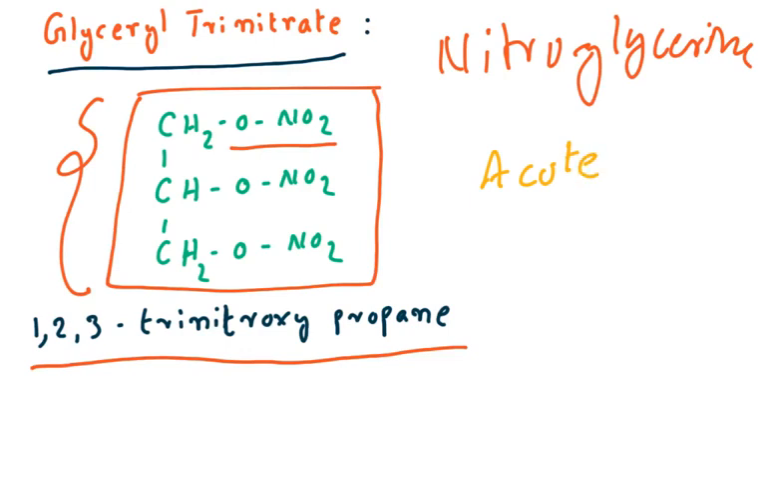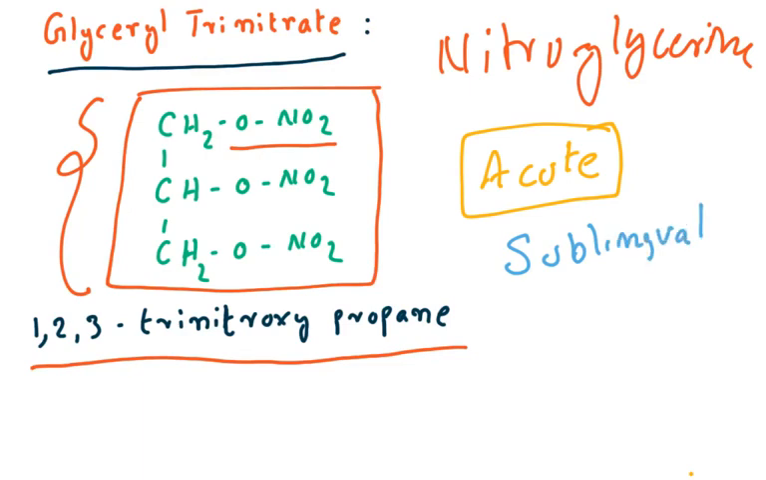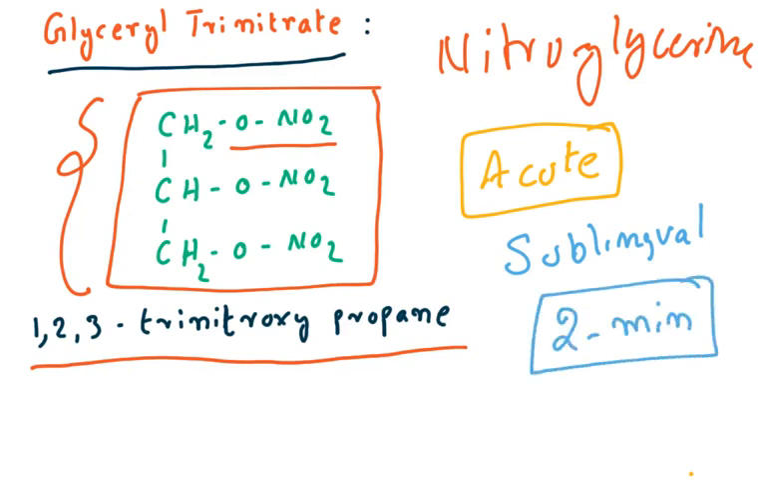Glyceryl trinitrate is an excellent drug to treat acute angina attacks. If someone gets severe sudden chest pain, immediately glyceryl trinitrate is placed sublingually. Sublingual means under the tongue. When it is placed under the tongue, the action is seen within 2 minutes. That means the onset of action is 2 minutes. Within 2 minutes, the blood vessel dilation occurs, oxygen demand reduces, and the condition is relieved. Its duration of action is around 25 minutes. So, for acute anginal attacks, this is the best known drug.